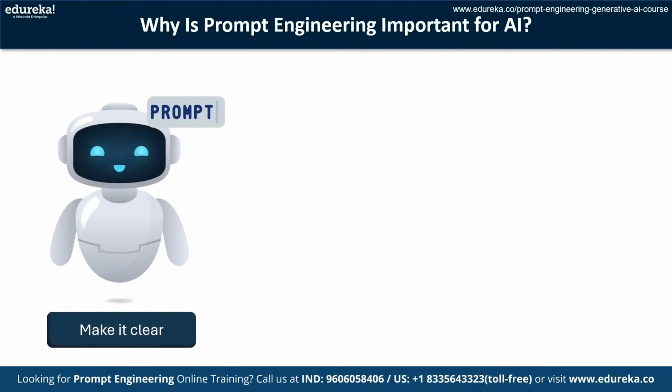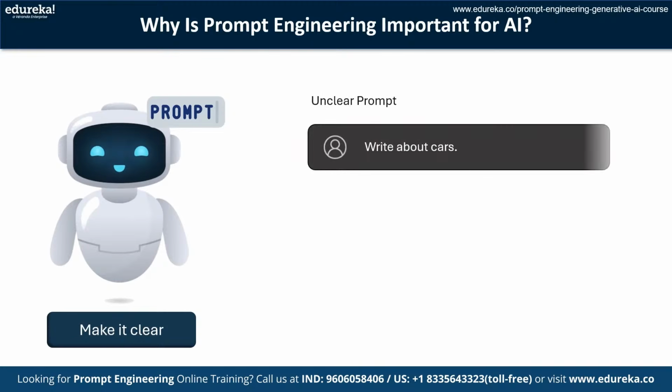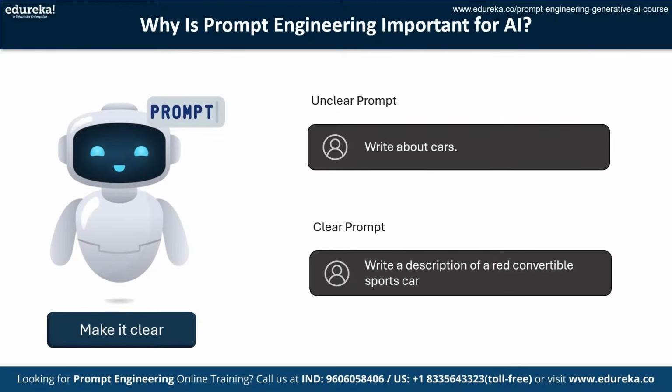To help AI models give accurate answers, it's important to create clear prompts. So here are some simple rules for generating effective prompts. First, make it clear. Clearly explain what you want the AI to do. Unclear prompts might confuse the AI and lead to wrong answers, so make sure that the prompt is clear. For example, an unclear prompt is something like "write about cars," where we have not mentioned which type of car or anything in detail. Whereas a clear prompt is "write a description of a red convertible sports car."